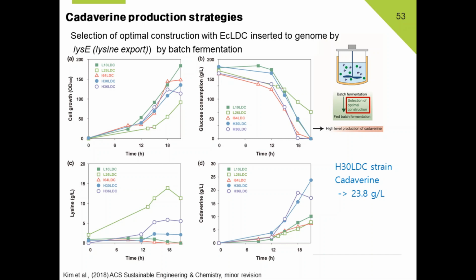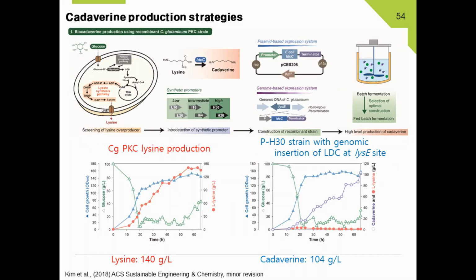So we used the genome-based strains for further batch fermentation. And that's how we found out that the H30 LDC strain is the best strain, with the best promoter and enzyme combination for cadaverine production. It produced 23.8 grams per liter.